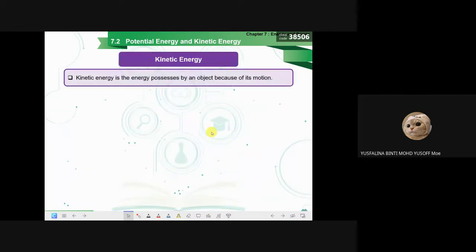Now we go to kinetic energy. What is kinetic energy? Every object that moves must have kinetic energy.